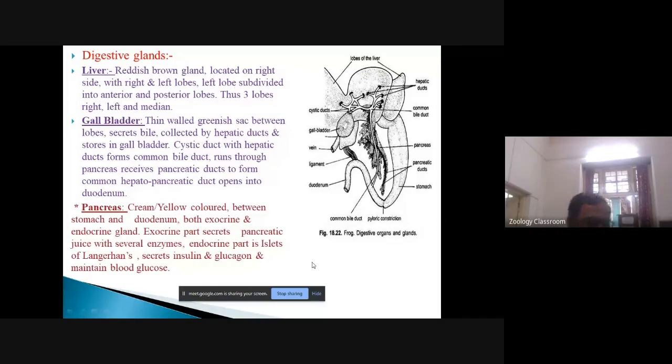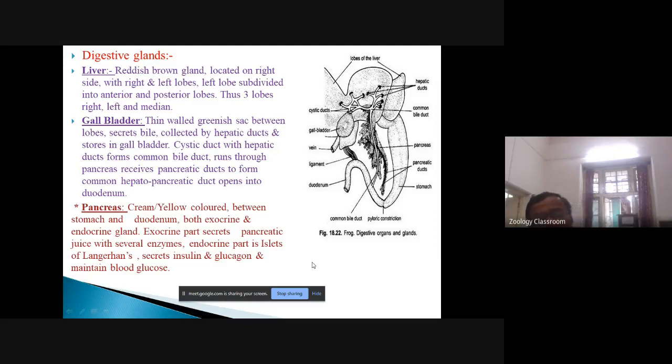The first cells are called the alpha cells. The second are known as the beta cells, and the third are known as the delta cells. These three types of cells come together and form a group. That group is called the islets, discovered by Langerhans, so it is called the islets of Langerhans.